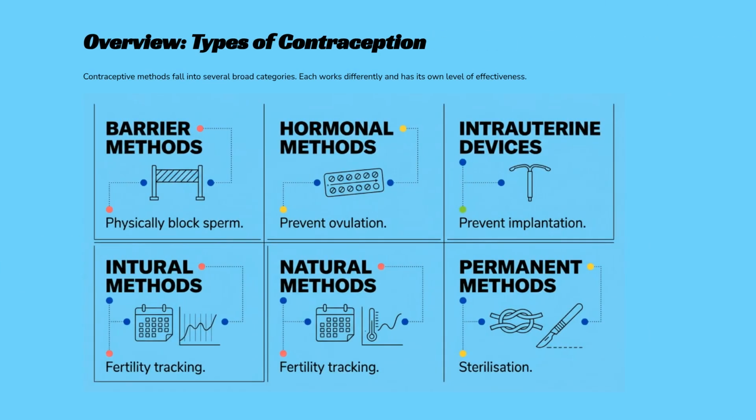Contraceptive methods are grouped into several broad categories, including barrier, hormonal, intrauterine devices, natural, and permanent methods. Each category has its own distinct way of functioning and varying levels of effectiveness.